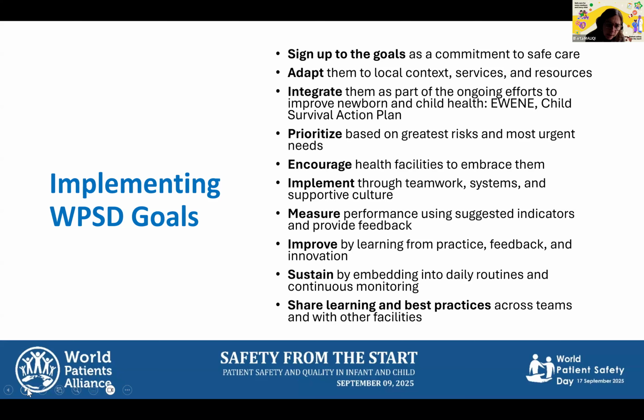So look at all the goals, pick up the goal that talks more to your setting, use that goal to improve. Encourage health facilities to embrace them. When we know that health facilities are implementing and aiming to improve across all these 5 very broad goals, encourage them to prioritize and implement them. Implement these goals through teamwork, systems, and supportive culture. Measure the performance, understanding where you were at the beginning and where you're going as you improve. And improve by learning from practice, feedback, and innovation. None of us knows exactly how to improve every single thing. All together, if we start exchanging our information and learning, we will improve faster and learn from each other's improvements. Sustain these goals by embedding them into the routines and continuous monitoring, and please share the learning and best practices.